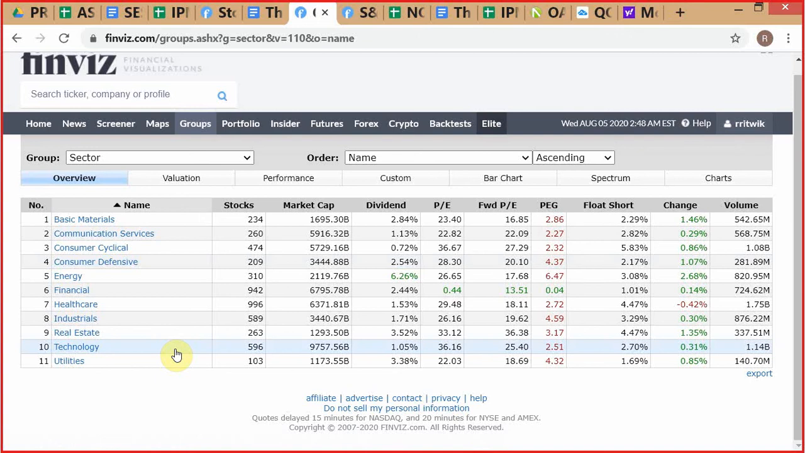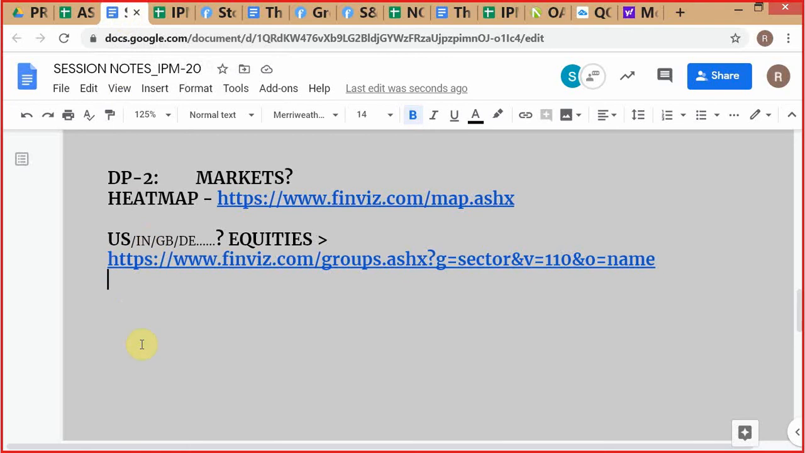This shows you the major, are you guys able to read the number 6, financial? Can you read this? Is the font big enough? Yes, sir. Okay, great. Excellent. So you will see now this is the sectoral classification of US equities. All right, the sectoral classification. Now, so let's mention this term, sectoral classification.